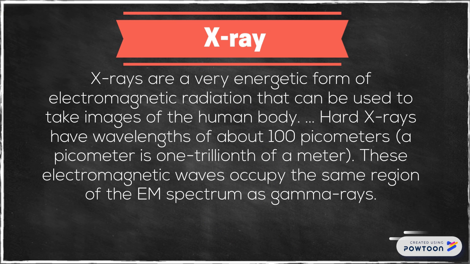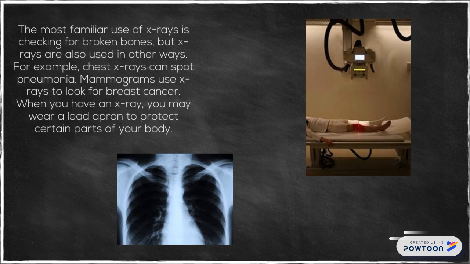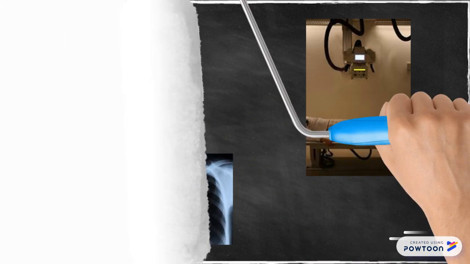X-ray waves. They are a very energetic form of electromagnetic radiation that can be used to take images of the human body. These occupy the same region as gamma rays. X-rays are used for checking broken bones, but they can also be used for chest X-rays and mammograms, and special precautions have to be taken in order to use them.